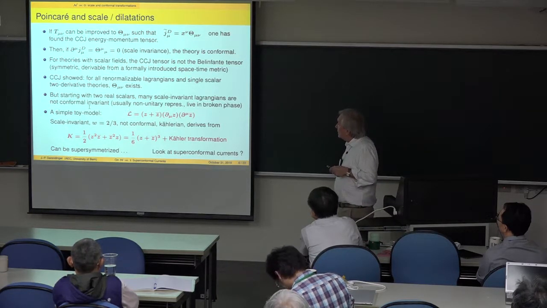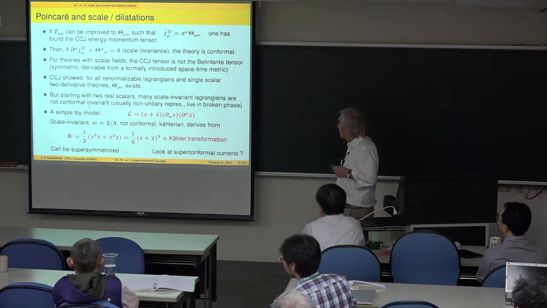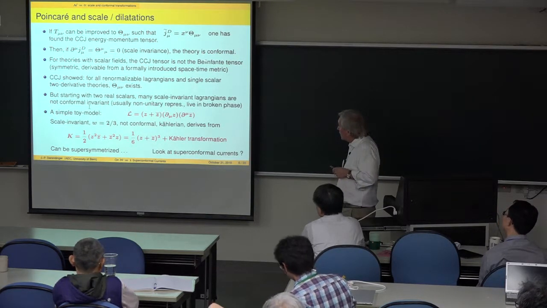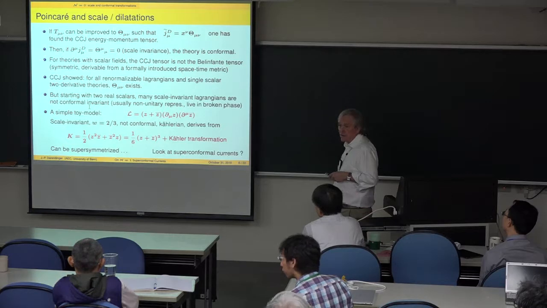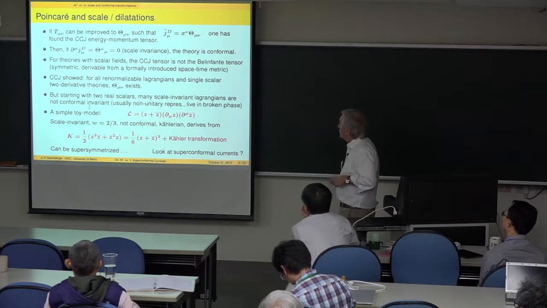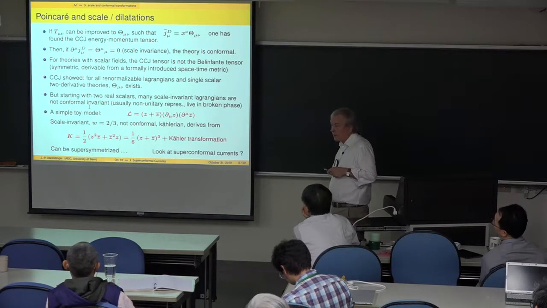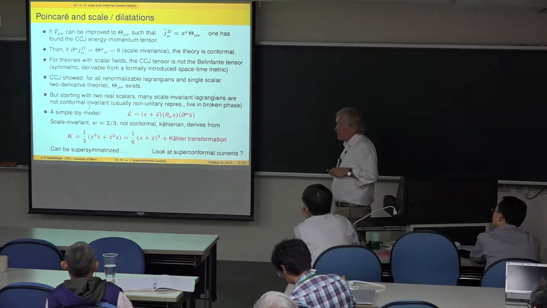So for theories with scalar fields, the CCJ tensor is something different from the Belinfante tensor. And the Belinfante would be what you obtain when you introduce formally a space-time metric and take the variation with respect to the metric. And that's an object which is automatically symmetric and gauge invariant. Now, for scalar fields, the CCJ is not the Belinfante tensor. And these people actually showed, and it's often misinterpreted, they showed just that for renormalizable Lagrangians, and for a single scalar theory, having two derivatives, that theta mu nu exists.